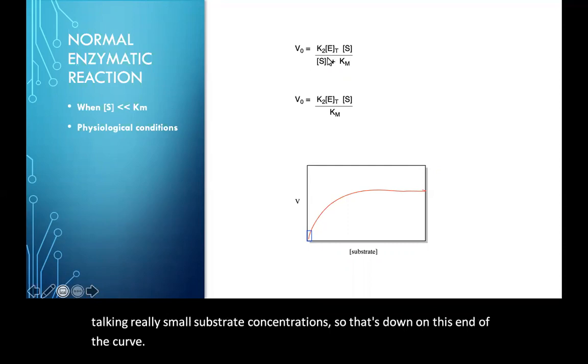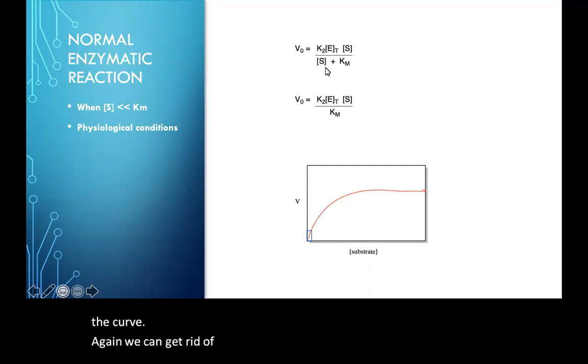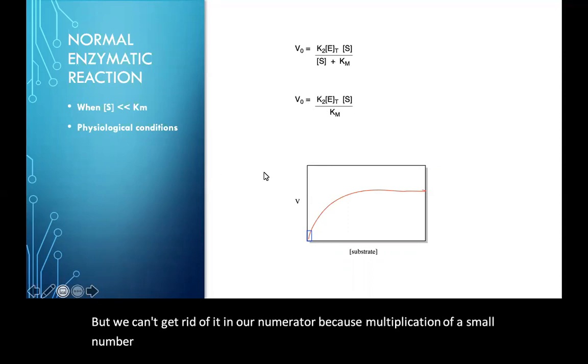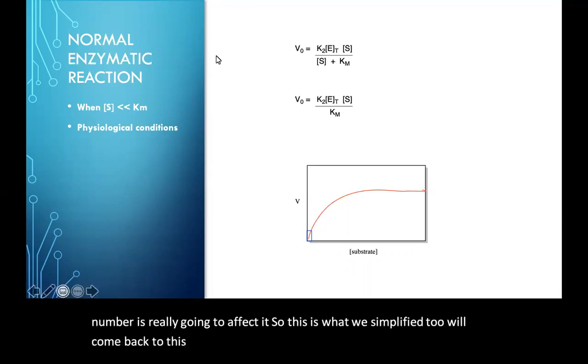Again, we can get rid of S in our denominator because it's adding to something, but we can't get rid of it in our numerator because multiplication of a small number is really going to affect it. So this is what we simplified to. We'll come back to this in a different point in the course.